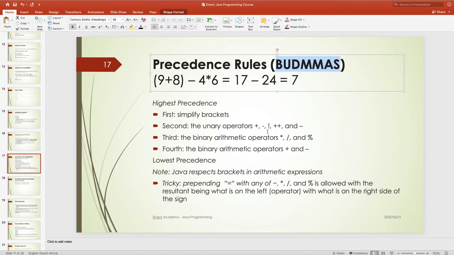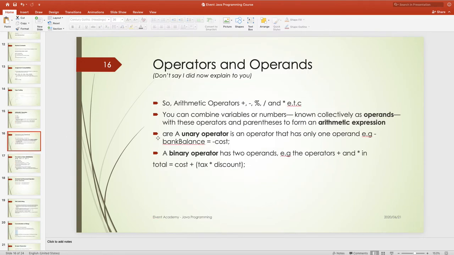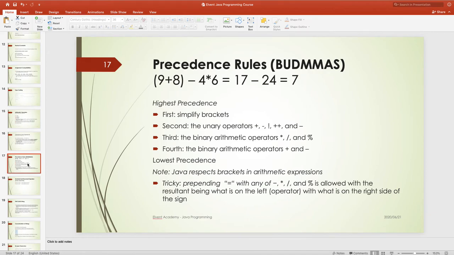The unary operator also can be used when you prepend them, just like we saw in this slide here. If I say balance is equal to minus cost, it just means balance is equal to the current value of balance that we have minus cost. Okay, so I'll show you that in a demo programming language.